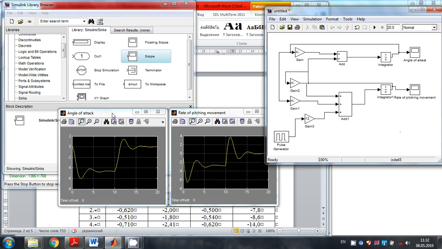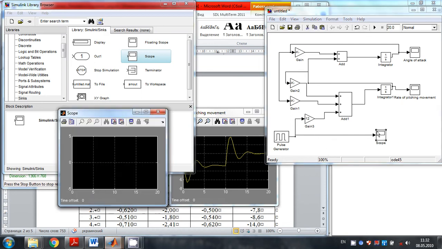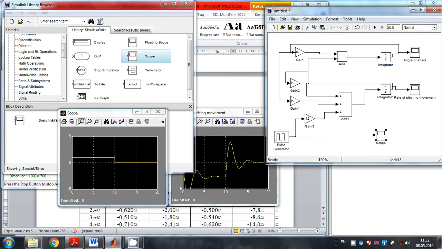Let's take a look at the oscillograms. What's going on with the angle of attack? And let's take a look at the input, the deflection. We can put the third scope here, and we connect the third scope to the input signal. The input signal is the deflection of the elevator. Again, we simulate, and there is the input.